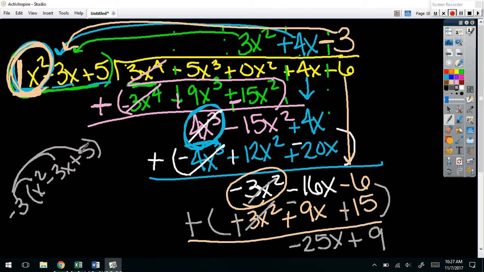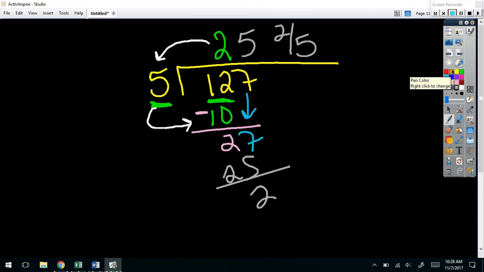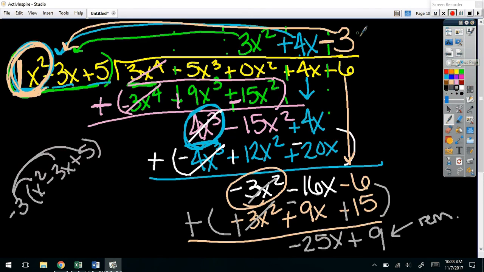Can I multiply x squared by anything to get negative 25x? No. I can't multiply x squared by something and get it down to x. So therefore, this is my remainder. Okay? I'm going to flip back over to this example that we worked earlier. And we did it as a fraction here, right? We're going to write this as a fraction on this one. So we're going to say plus the remainder, negative 25x plus 9, over what's on the outside.